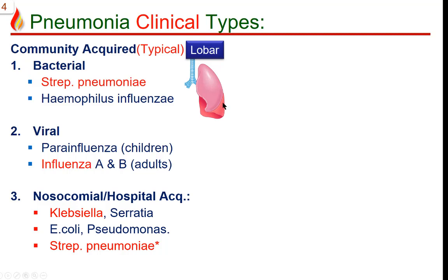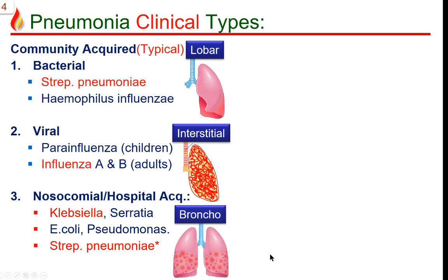Community acquired pneumonias are typically lobar, that is affecting part or full of one lobe only with the adjacent lobe not affected. Viral pneumonias and atypical pneumonias are characterized by interstitial inflammation, that is inflammation limited to alveolar wall without consolidation. Usually patients will have severe dyspnea but no consolidation. And hospital acquired pneumonias, patchy involvement in multiple lobes and also bilateral.